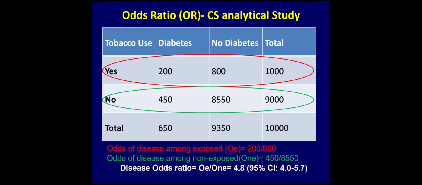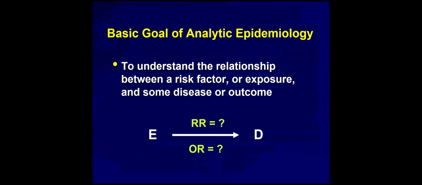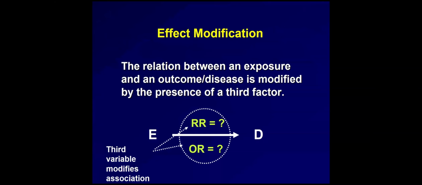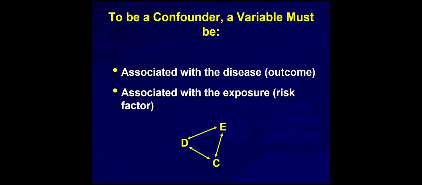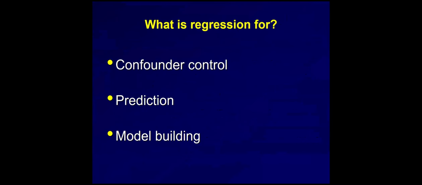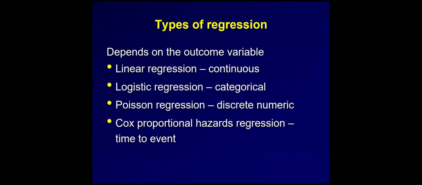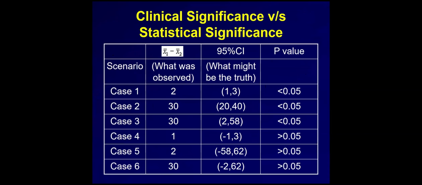So I'll stop it here. Then there is something called effect modification. There may be a third variable which can modify the effect, and there may also be confounding with many variables. To adjust for this, you go for a regression. I'll not talk about it, but I want to talk about one thing, that is clinical significance over statistical significance.